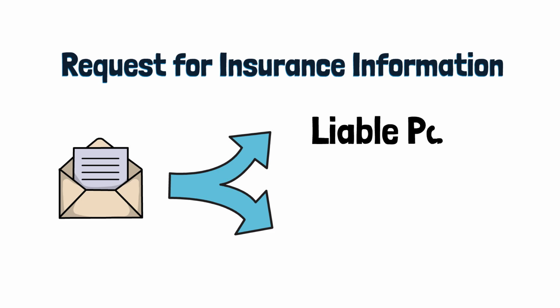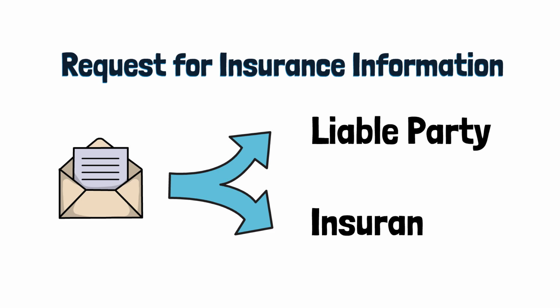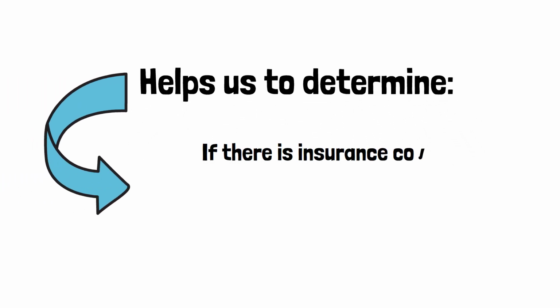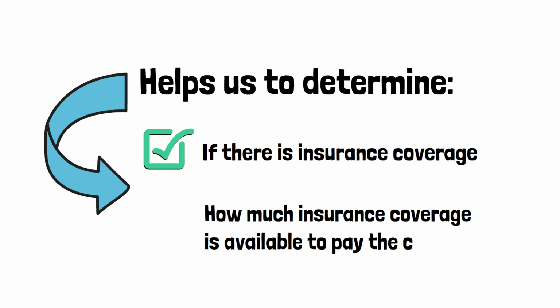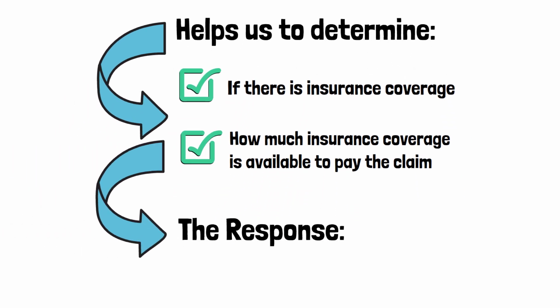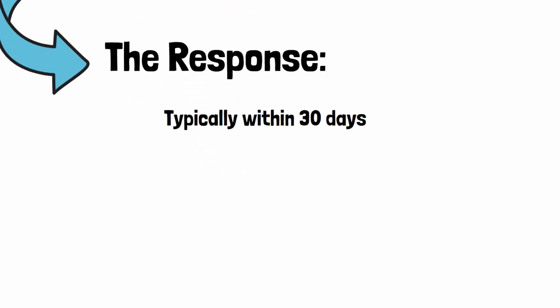This letter is typically either sent to the person who is potentially liable, or it may be sent directly to the insurance company, depending on what information we have at the time we're sending out the letters. The request for insurance information allows us to determine if there's insurance and how much coverage is available to pay the claim. Typically, insurance companies must respond within 30 days of the request.